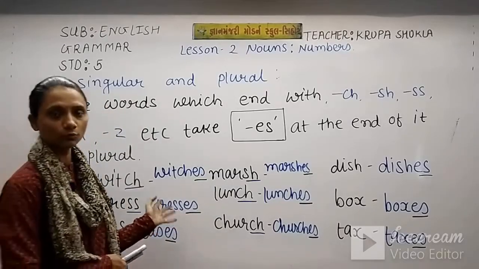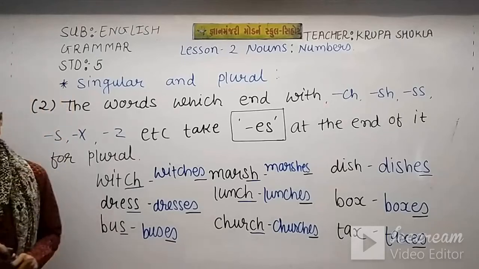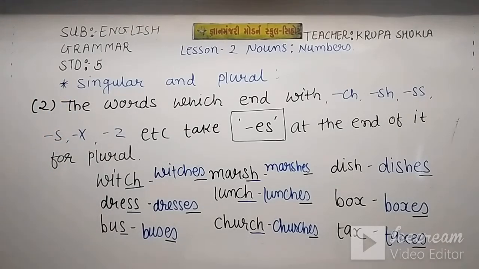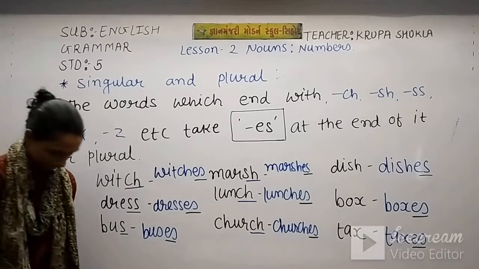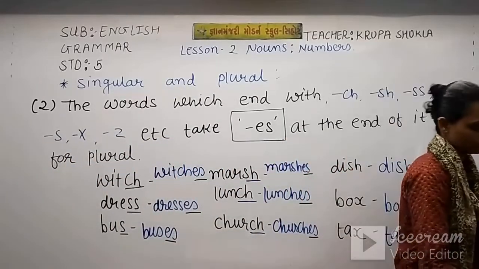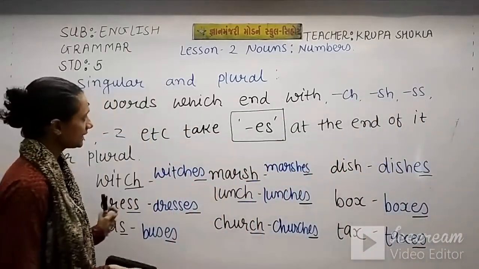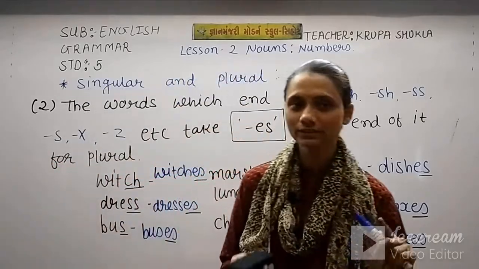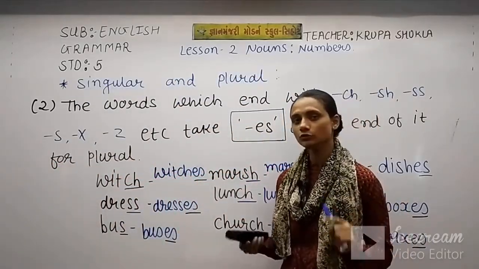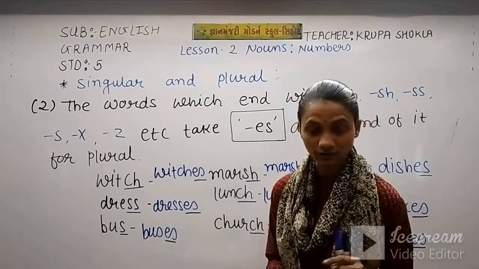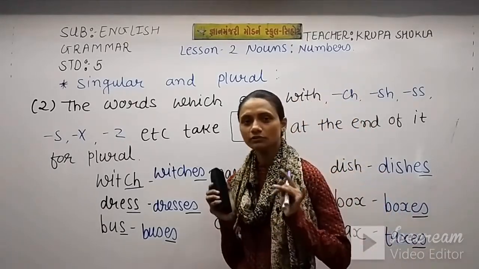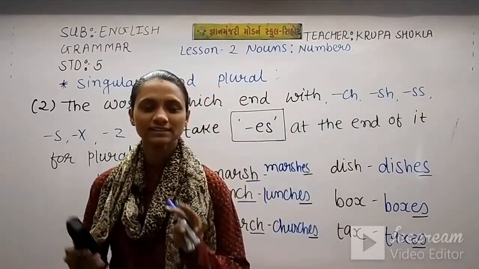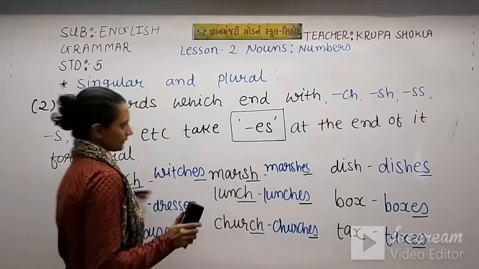Now moving forward to rule number 3. Rule number 3 is, if we have words ending with f or fe, what to do when we want to make those words plural? The simple idea is, if you want to make those kinds of words plural, just add ves. That is the third rule.